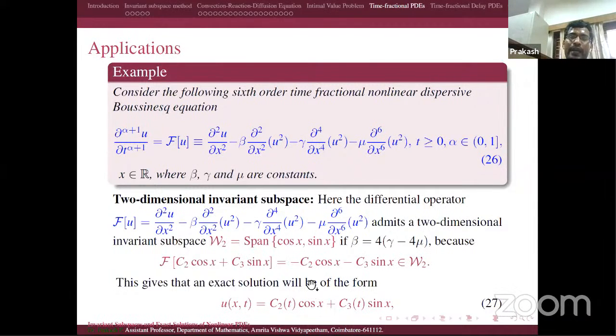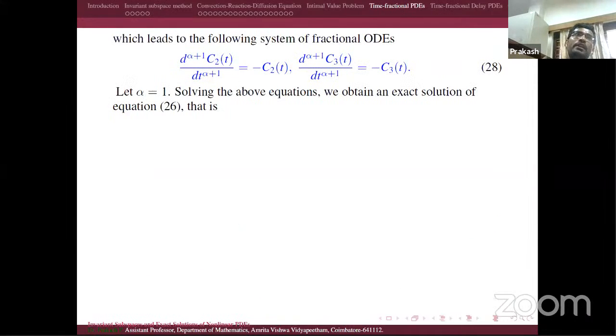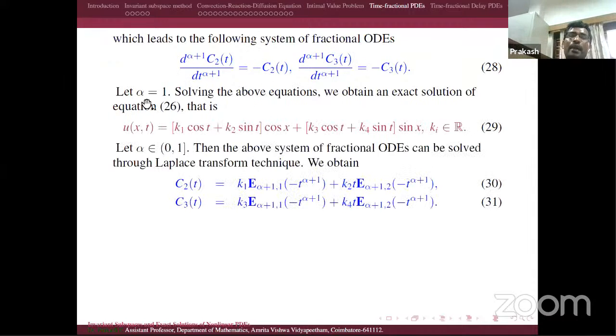Then we can write the exact solution in this form: u of x comma t equals C2 of t cos x plus C3 of t sin x. Here the invariant subspace method allows one to reduce the time fractional PDE into a system of fractional ODEs. Here C2 of t and C3 of t satisfy this system of ODEs. First, I am considering the integer case. Then we get the exact solution in this form. Now I am considering the non-integer case.